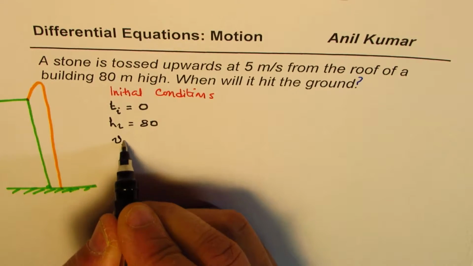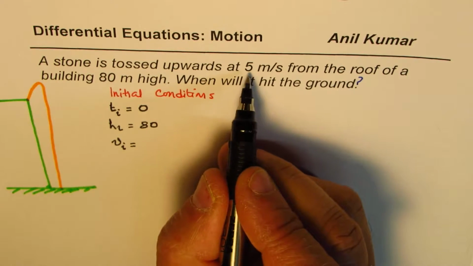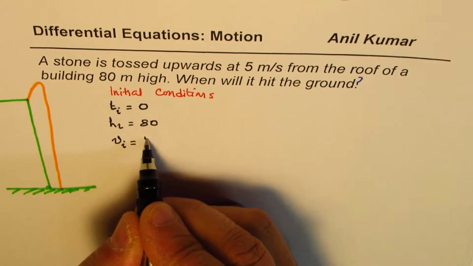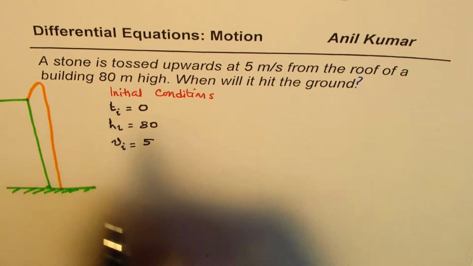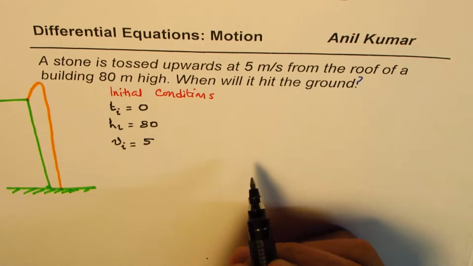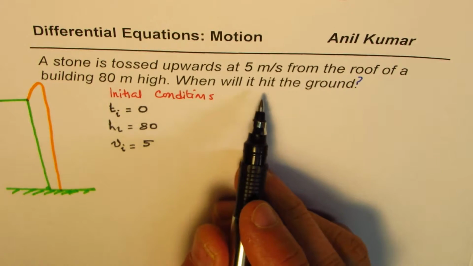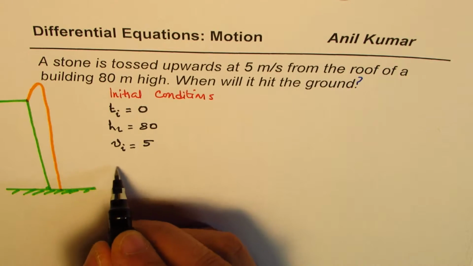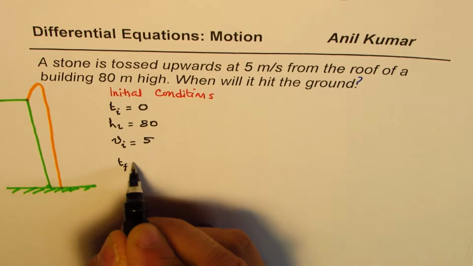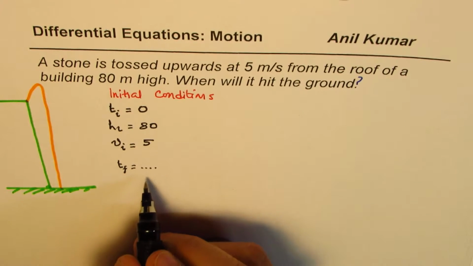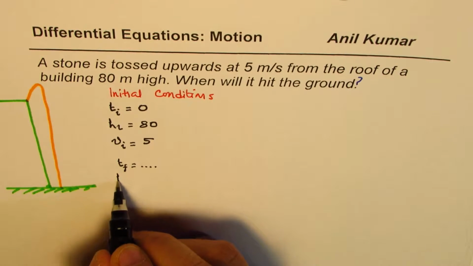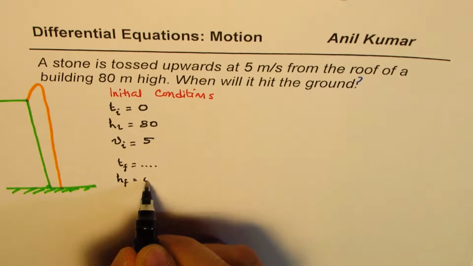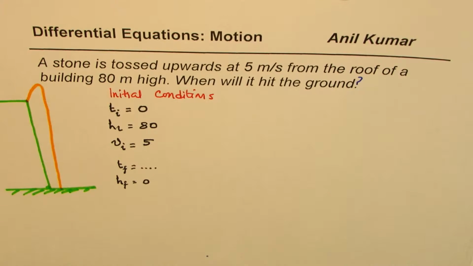Then we have initial velocity. Velocity in this case is given 5 meters per second, and it is going upwards as shown in this diagram. Now what do we need to find is when will it hit the ground. So those things are final things. When will it hit the ground? T final is something which we want to find. But at that instance of time, height will be 0, and that should help us to solve the question, right?